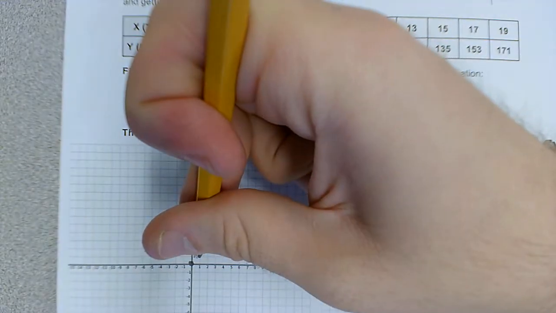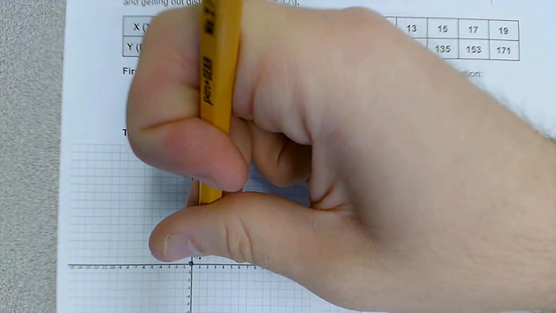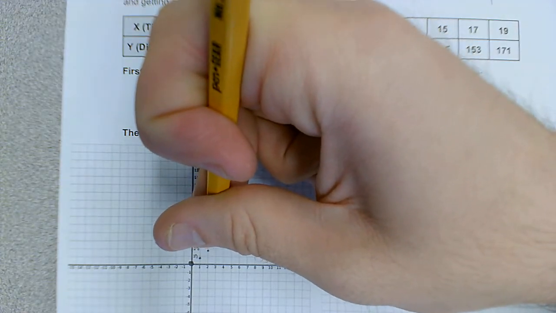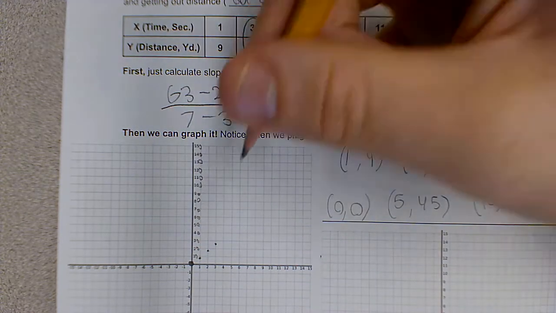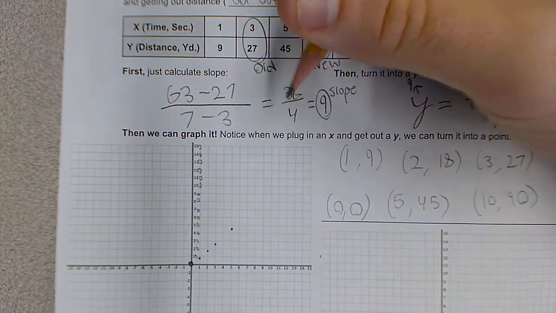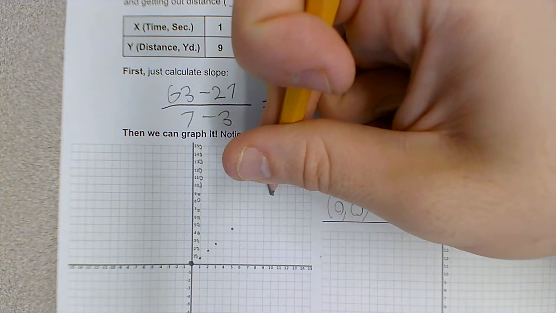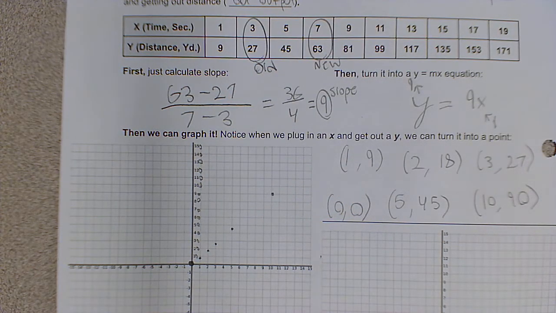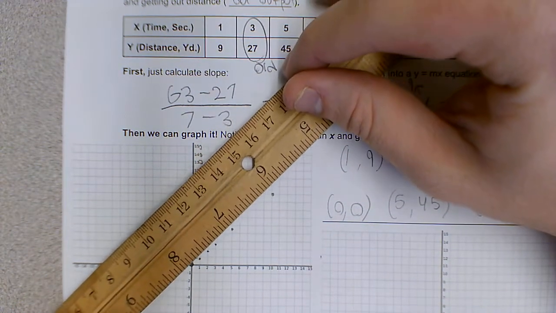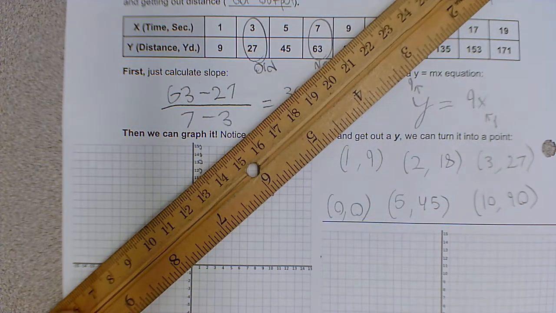I have a point at 1 and 9, so just under my 10. 2 and 18. 3 and 27. 5 and 45. And then I'm going to go all the way up to 10 and 90, like so. Then I can connect them all using a ruler and create a line.